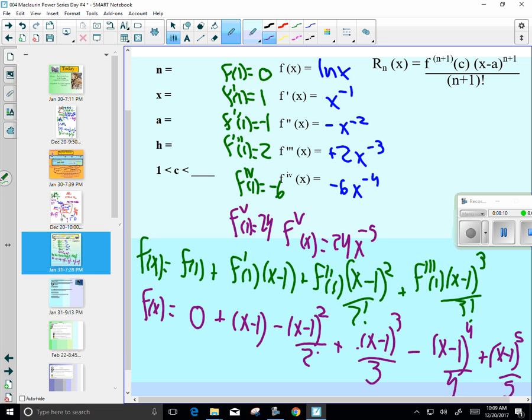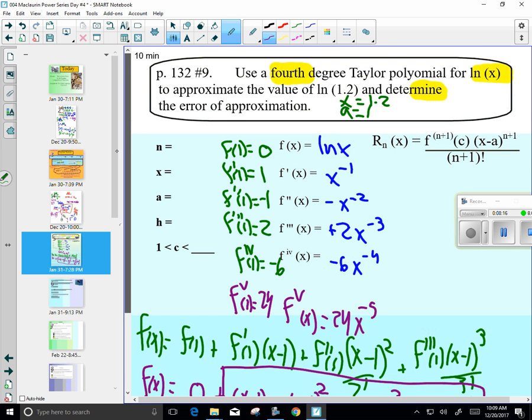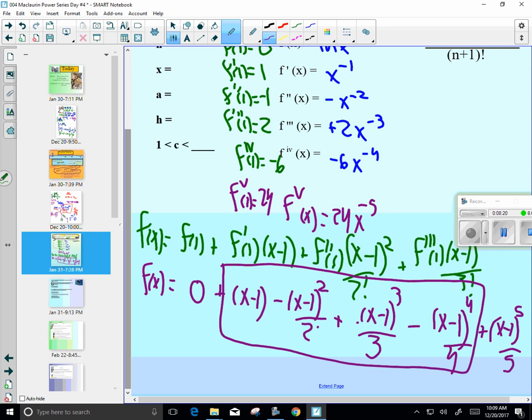And so you were asked to find the x to the 4th term. Now we go back to the problem. It says use the 4th degree Taylor series. This is the 4th degree, the power is to the 4, right? Once you have that 4th degree, then you want to find the error.